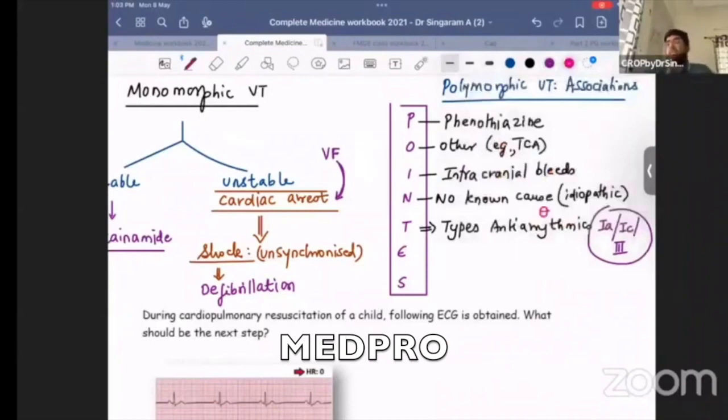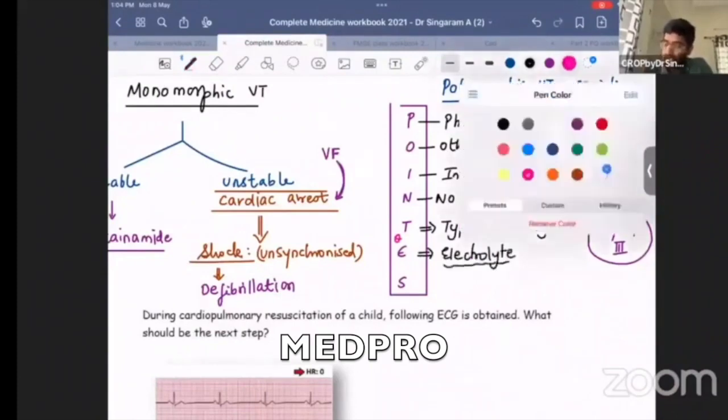Okay, what antiarrhythmics are associated with polymorphic VT? Second important question is for E. Any idea what the E refers to? Electrolyte imbalances noted in this condition. Any of you know what the electrolyte imbalances are in this condition?